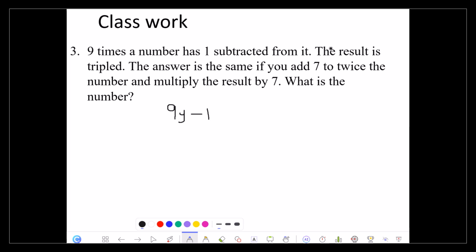Full stop. Now say the result is tripled. You know what tripled means now? That means multiply the result. Tripled means multiply the result by 3. So if the result is tripled, that means times 3, put bracket 3. You have interpreted it up to this full stop. The next thing is the answer is the same if you add 7. So the same means equals to, if you add 7, that means 7 plus, so what are we adding 7 to? Add 7 to twice the number.